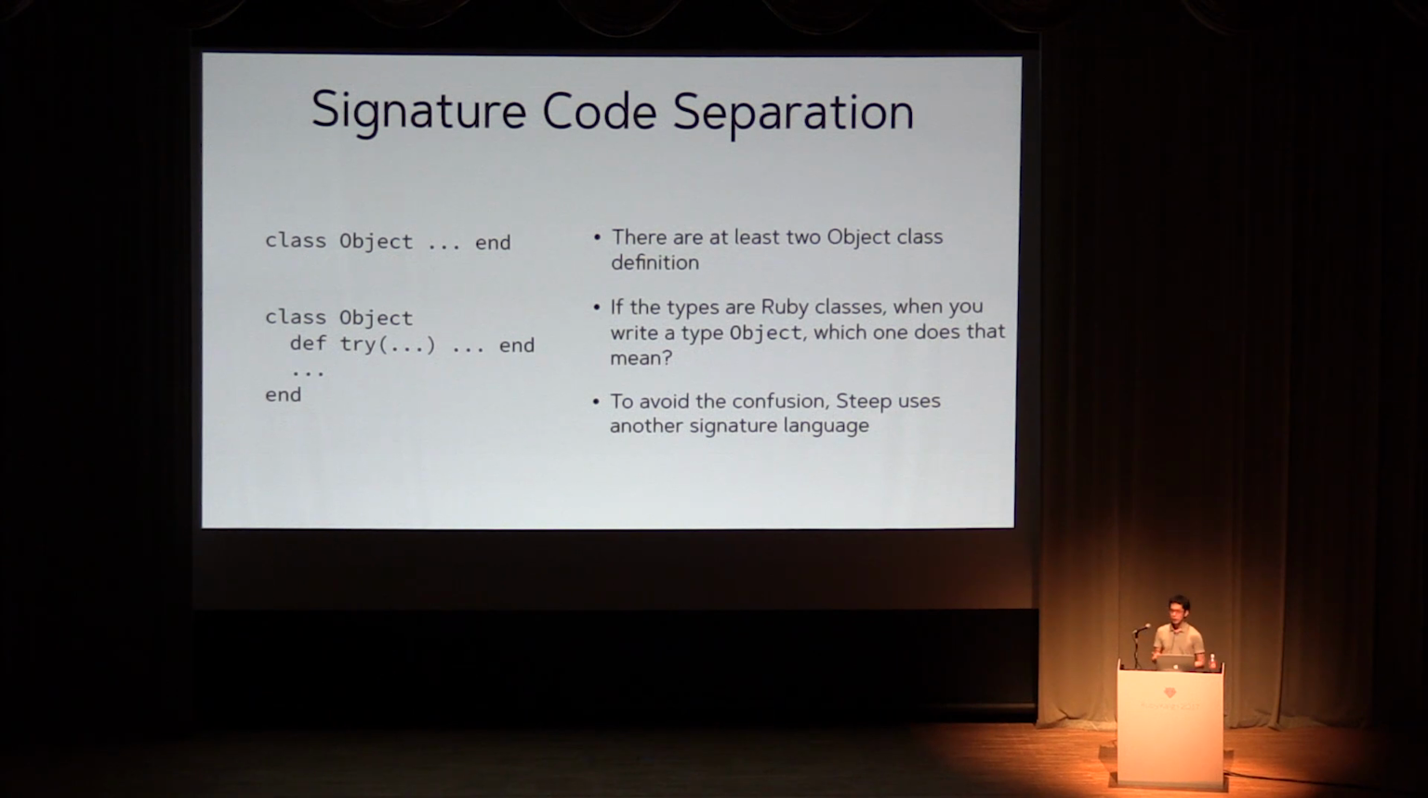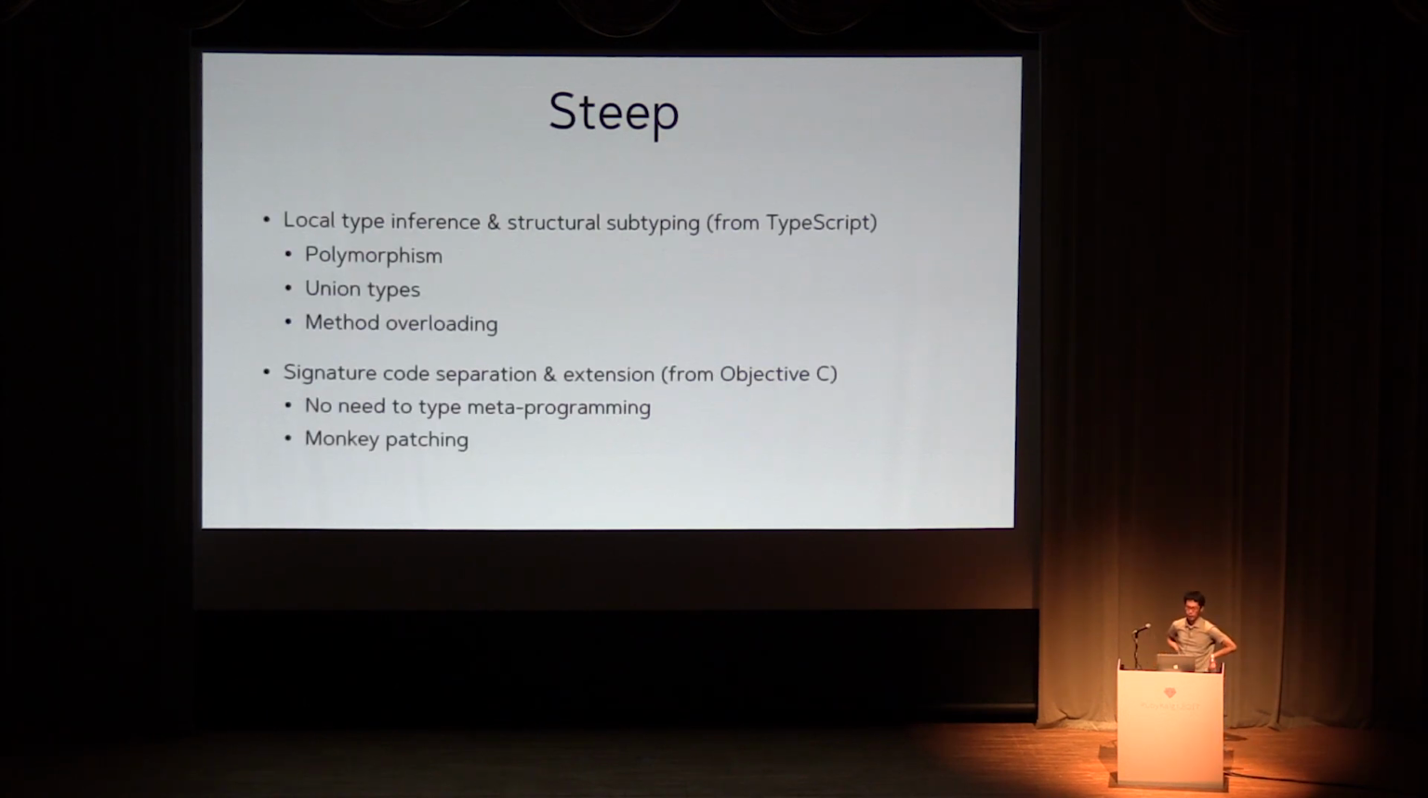If the types were directly connected to the Ruby programs, there would be confusion about which Object the type points to, the one with the try method or without. To avoid this confusion, Steep uses another signature language. So this is a summary of Steep. It has local type inference and structural subtyping. So this is very similar to TypeScript.